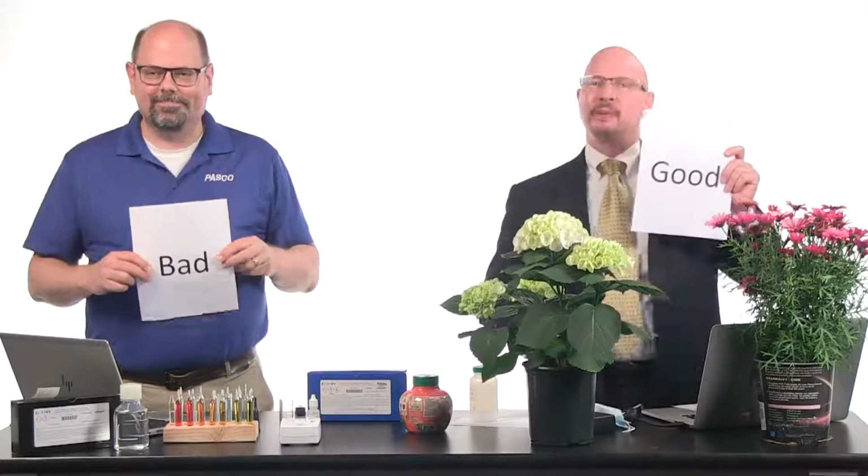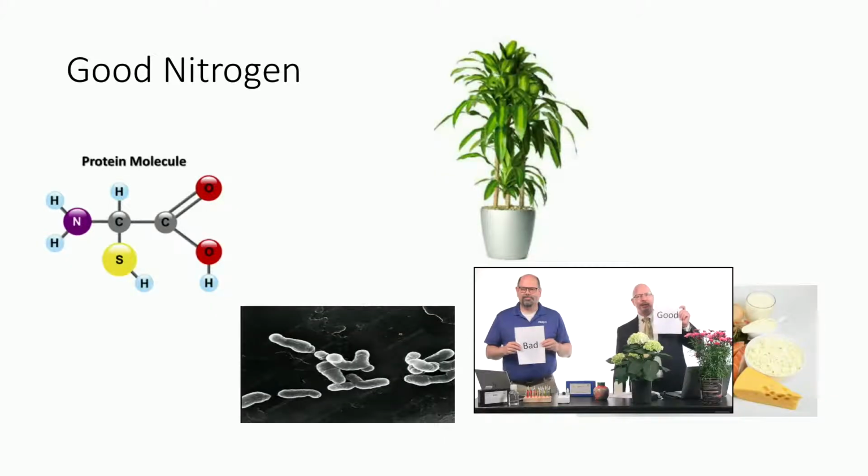So let me bring up my picture. Hi, I'm JP and I'm good nitrogen. I'm found in proteins, I'm in your DNA, I am great for nitrogen-fixing bacteria, which is part of the nitrogen cycle, and I make plants grow, and I'm just beautiful. Everything about me is good.